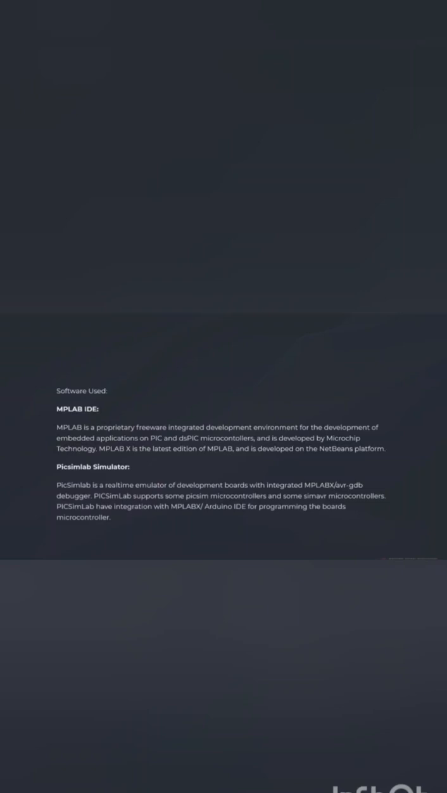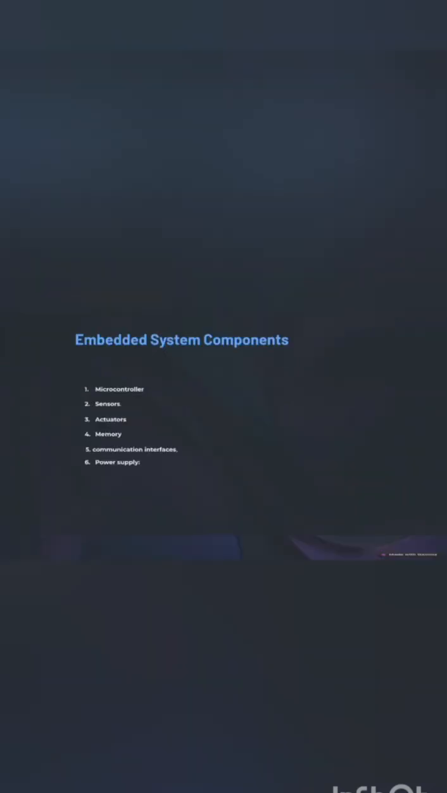PiximLab Simulator. PiximLab is a real-time emulator of development boards with integrated MPLAB X IDE debugger. PiximLab supports some PIC microcontrollers and some SimAVR microcontrollers. PiximLab has integration with MPLAB X IDE and Arduino IDE for programming the board's microcontrollers. The components we have in an embedded system are microcontroller, sensor, memory, communication interfaces, and power supply.